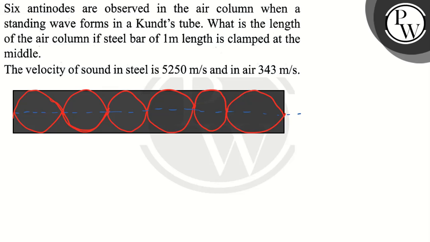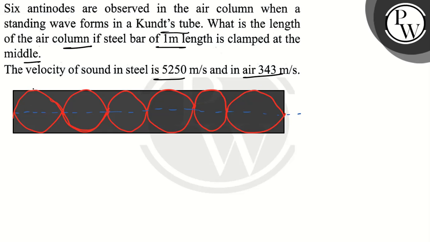The question says six antinodes are observed in the air column when a standing wave forms in a Kundt tube. What is the length of the air column if the steel bar of 1 meter length is clamped at the middle? The velocity of sound in the steel is given, and in the air is also given.